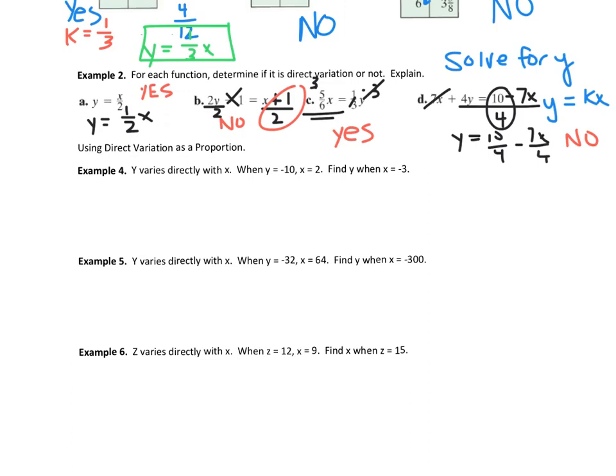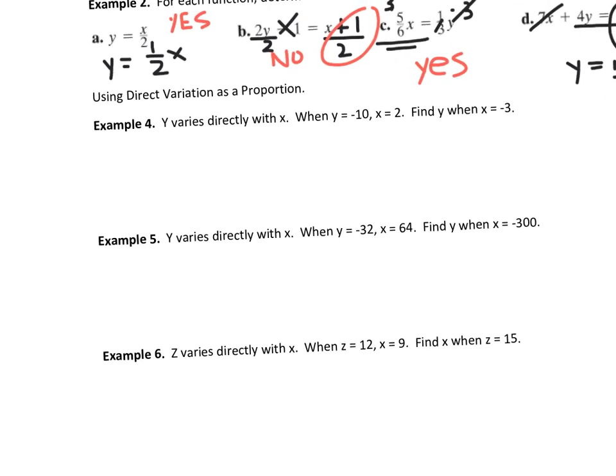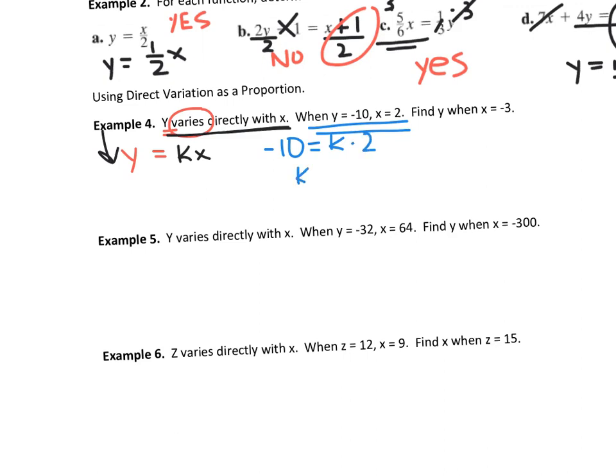Okay, then 4, 5, and 6. Whenever you read Y varies directly with X, the variable that goes first, before the varies, I put equal, and then directly with x means you need to put kx. So this first line tells us our general equation. Then I'm going to substitute when y is negative 10, x is 2 and solve for k. By dividing both sides by 2, k is negative 5. So my equation is going to be y equals negative 5x.